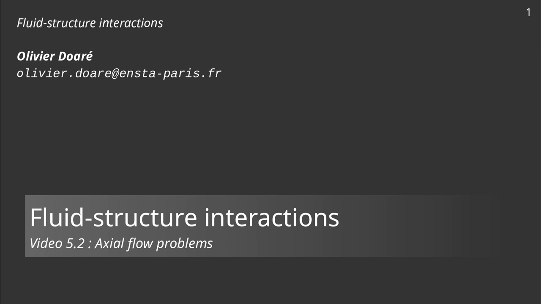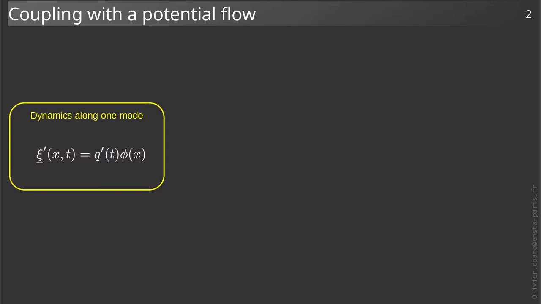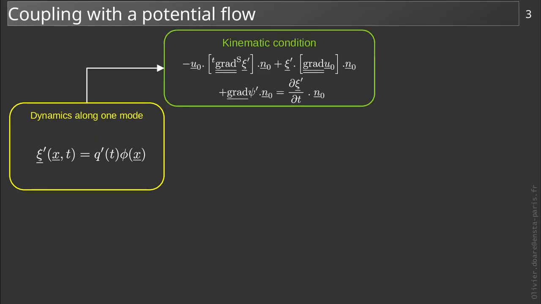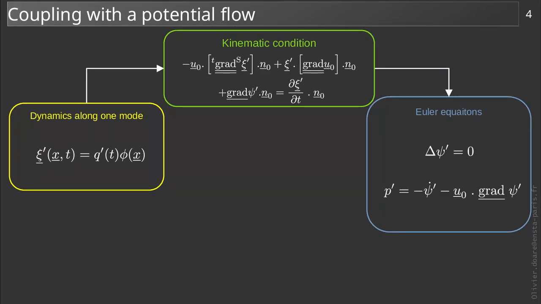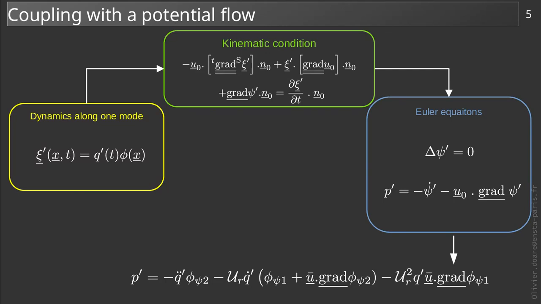In this video, we will study a particular class of problems in the field of fluid-structure interaction, the so-called axial flow problems. As a reminder, in the previous video, we considered the dynamics of a solid according to a mode, which gave a boundary condition for the fluid. We obtained the pressure field as a sum of terms proportional to the acceleration, the velocity, and the displacement that we had to project on the considered mode.